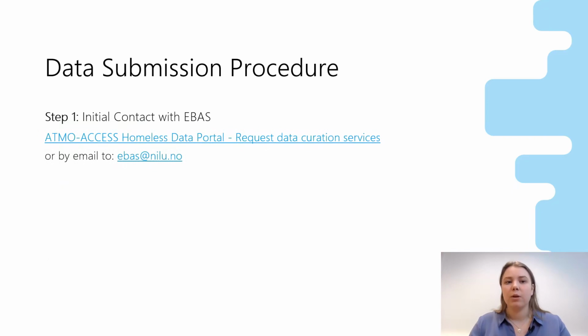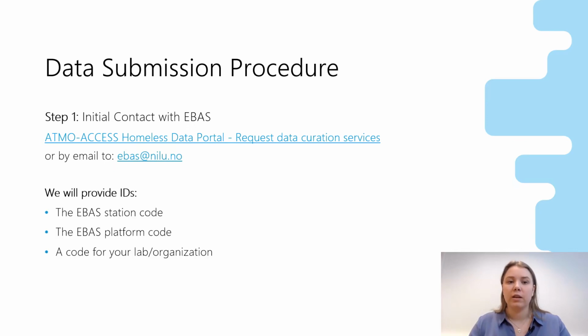The first step in the data submission procedure is to get in contact with the EBAS team. This can be done either through the Atmo Access Homeless Data Portal or by email to ebas@nilu.no. The Atmo Access Homeless Data Portal serves scientists producing atmospheric measurements from research campaigns and transnational access activities that are not normally included in any data management system or program.